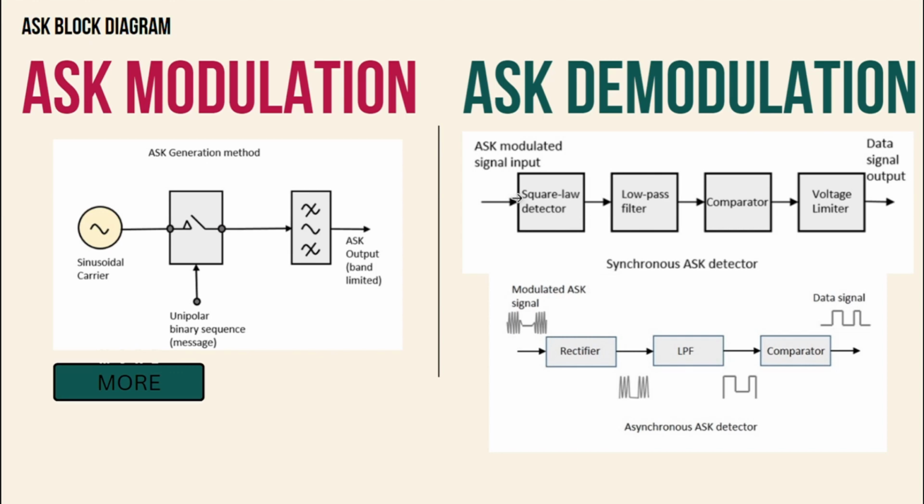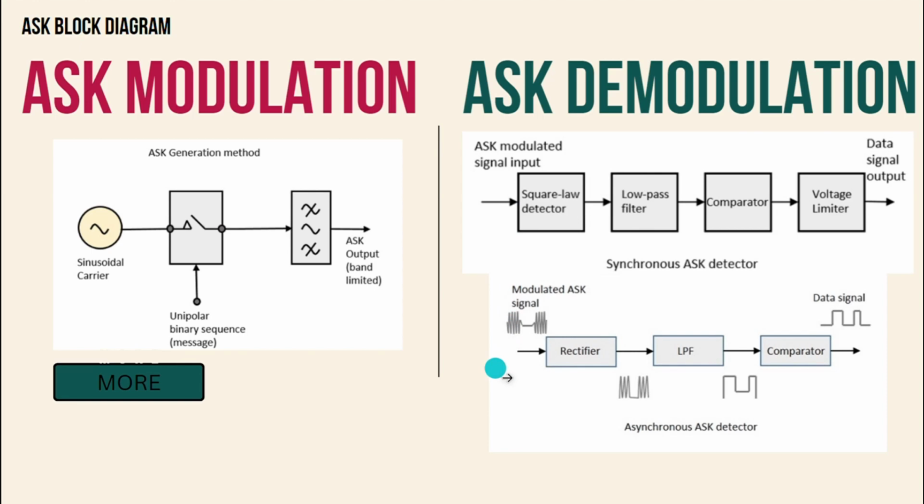Synchronous ASK detector consists of a square law detector, low-pass filter, a comparator, and a voltage limiter. A square law detector is one whose output voltage is proportional to the square of the amplitude modulated input voltage. The low-pass filter minimizes the higher frequency. The comparator and the voltage limiter help to get a clean digital output.